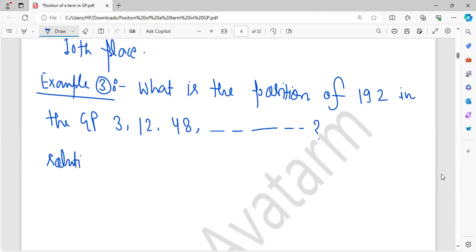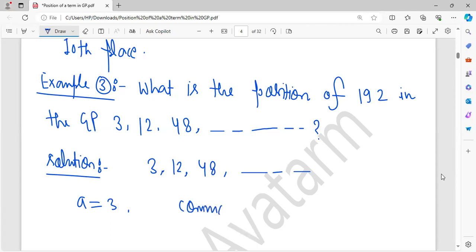Solution: the GP is 3, 12, 48. You see, what is the first term? You divide the second term by the first term, you will get 4. You divide the third term by the second term, you will get 4. It means the common ratio R is 4. Divide 12 by 3, you will get 4. Divide 48 by 12, you will get 4. The common ratio is 4.